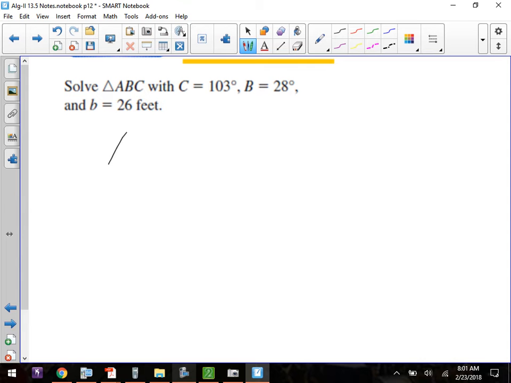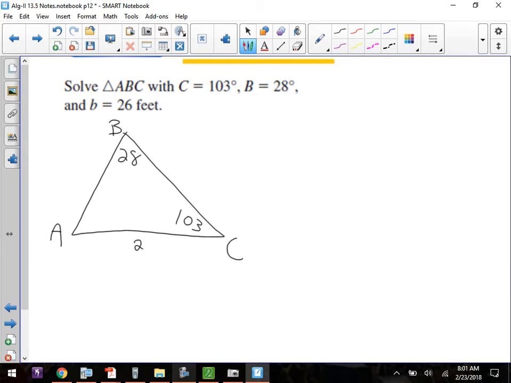So, we draw a triangle and label angle C, 103, angle B, 28, little b, 26. Which tells me that I have to find angle A, little a, and little c. With law of sines, or here in a little while, or next week, whenever we get to it, law of cosines, it's generally three things you're going to be trying to find.